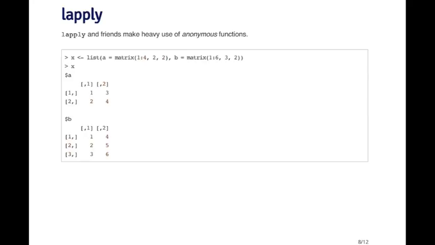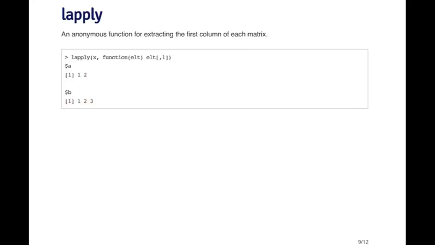I'm going to create a list that contains 2 matrices in it. The first is a 2x2 matrix, and the second is a 3x2 matrix. So you can see the list here. There's 2 elements. They're named A and B. And suppose I want to extract the first column from each one of these matrices. So what I can do is I can call lapply.